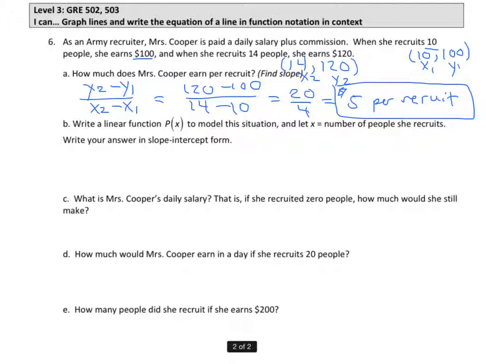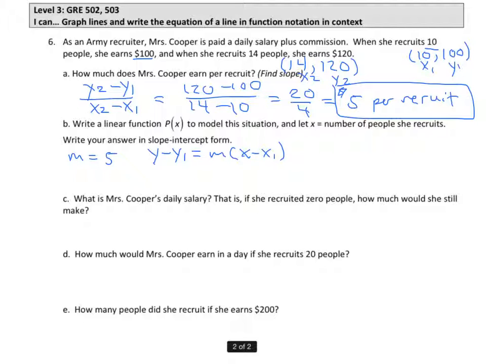Okay, now in the next part we're supposed to write a linear function p of x to model this solution where x represents the number of people she recruits. And we want to write the answer in slope-intercept form. Now, we know the slope. The slope is 5. We found it in part A. And we know 2 points. If we know points and the slope, the best equation to use is point-slope form, which is y minus y1 equals m times x minus x1.